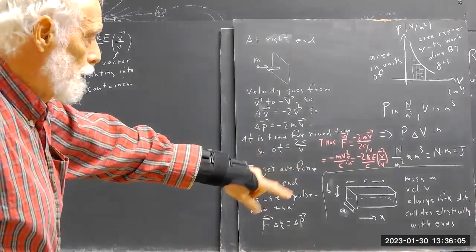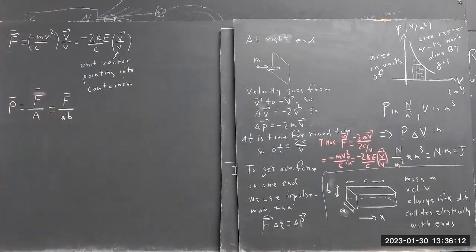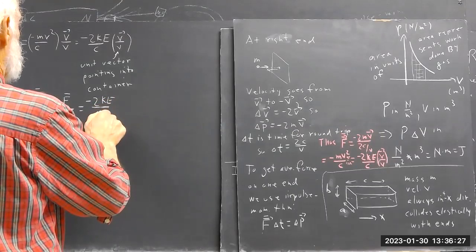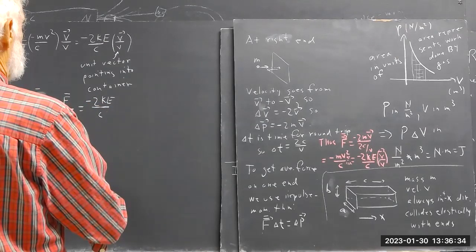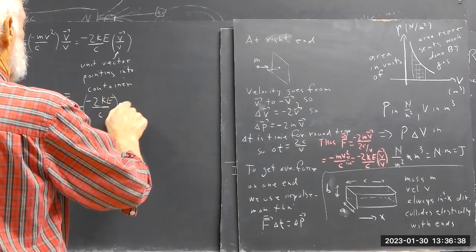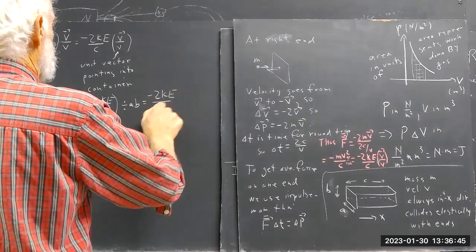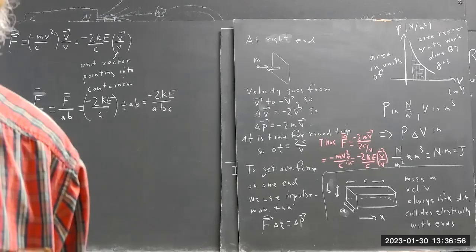What's the area of that end? That end has dimensions A by B. But what's that average force? This is negative 2 times the kinetic energy over C, mostly divided by AB. Of course, we write that out as negative 2 times the kinetic energy over ABC, right? What's ABC? You show me with your fingers and the letter. It's a volume.